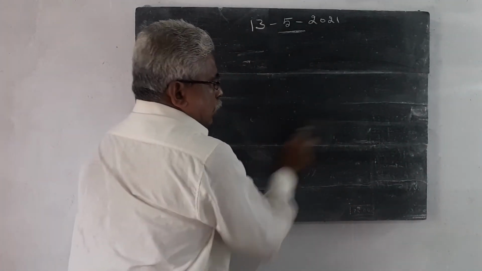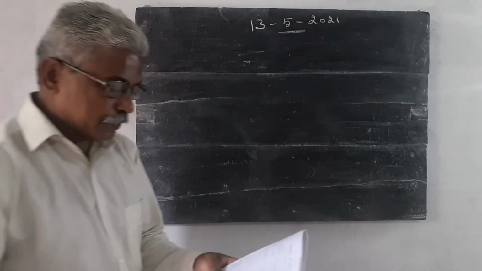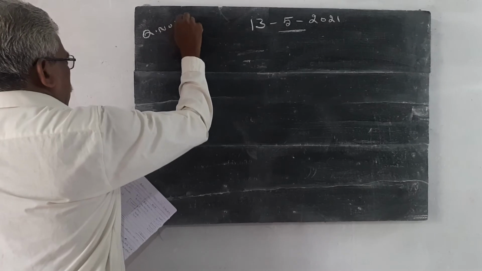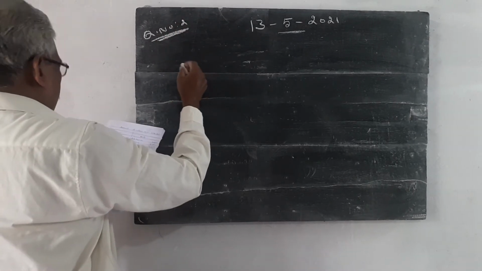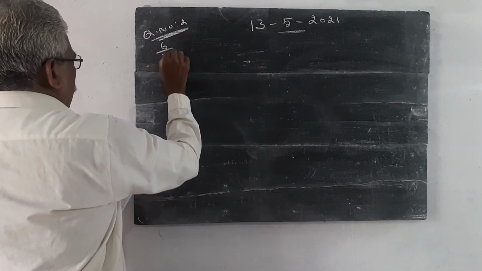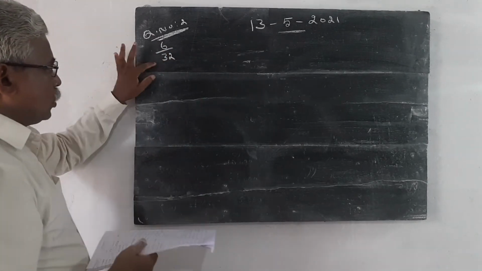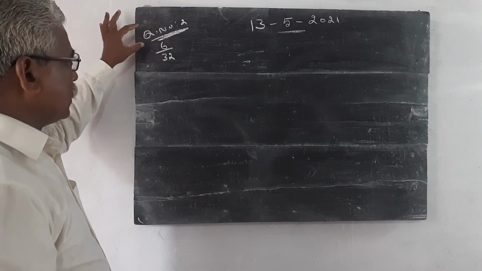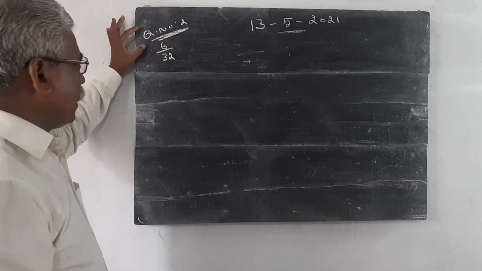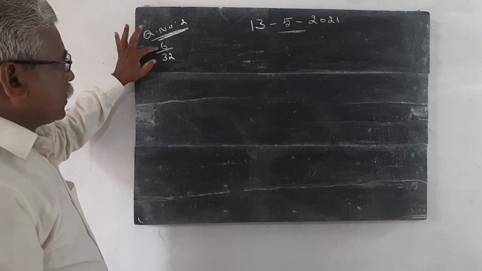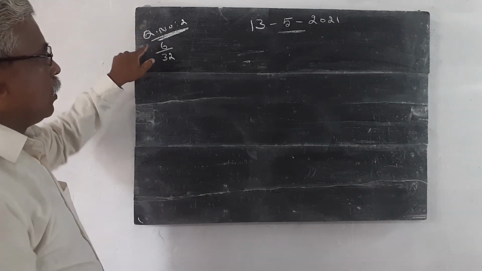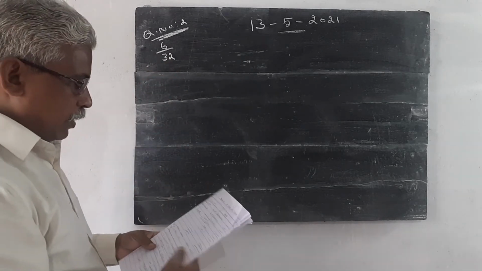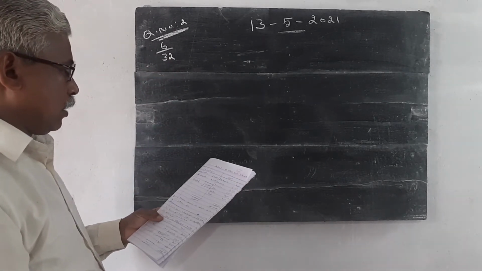Question number 2, given in page number 32, sixth question. Preparation of statement of affairs is the second question. First one is the illustration, and this question is taken from the sixth problem in page number 32. Please refer to the textbook and write the question.